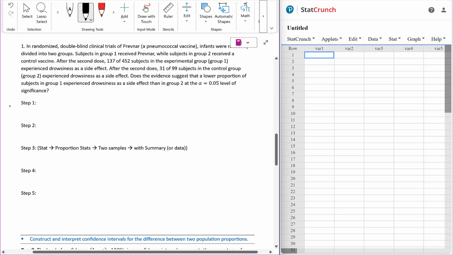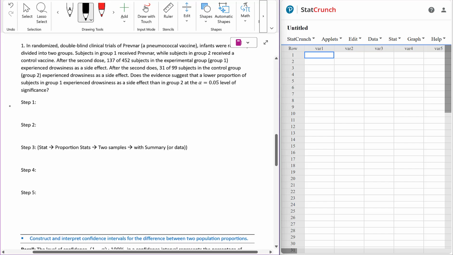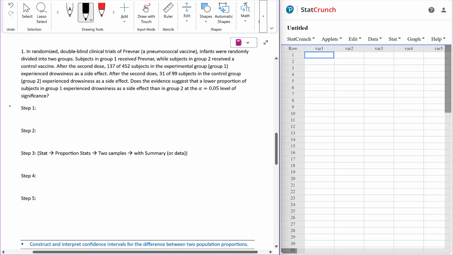In randomized, double-blind clinical trials of Prevnar, a pneumococcal vaccine, infants were randomly divided into 2 groups. Subjects in group 1 received Prevnar, while subjects in group 2 received a control vaccine. After the second dose, 137 of 452 subjects in the experimental group, group 1, experienced drowsiness as a side effect. After the second dose, 31 of 99 subjects in the controlled group, group 2, experienced drowsiness as a side effect.